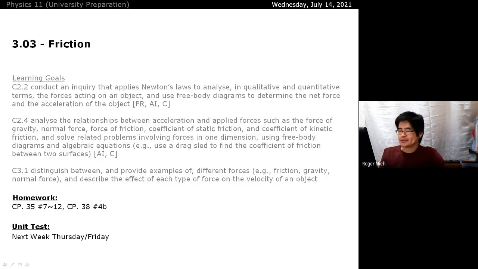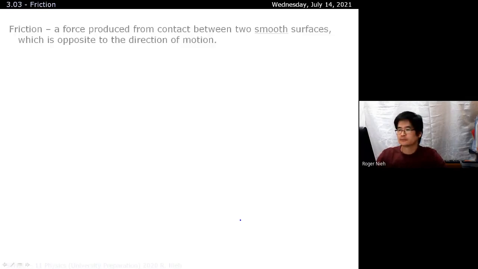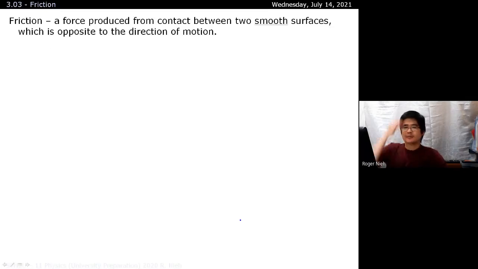All right, so this block we're going to be talking about friction and what exactly is friction. Now, in a grade 11 textbook, they'll just tell you this. Friction is a force produced from a contact between two smooth surfaces, which is opposite in direction of motion. And you're probably used to this idea about friction, right?